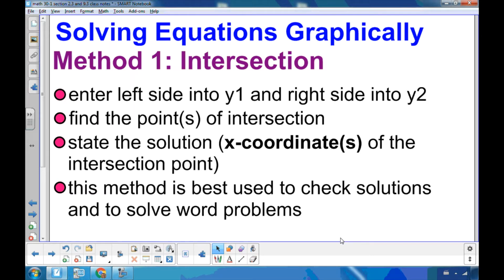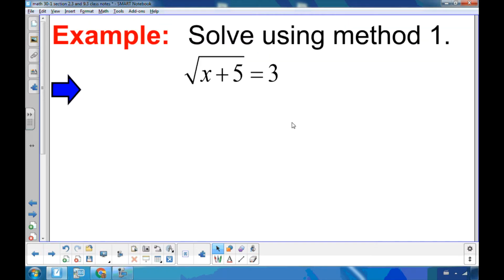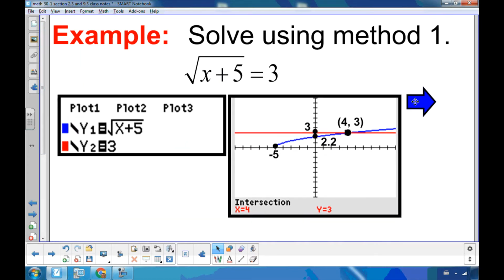I like to use this method to solve word problems and also to check my solution to any type of equation. I always use method 1. So let's do an example. We have the square root of x plus 5 is equal to 3. I'm going to put the left side into y1, the right side into y2, and find where they intersect. So that's exactly what I do.